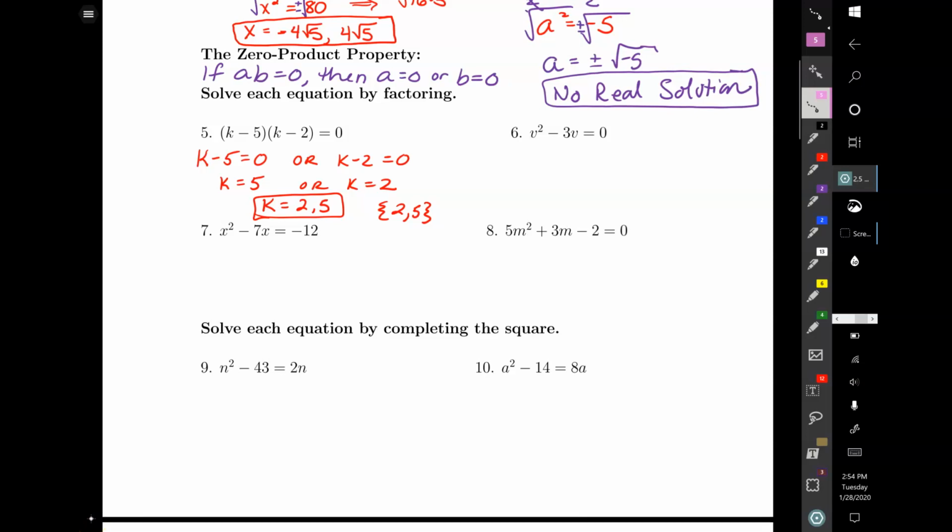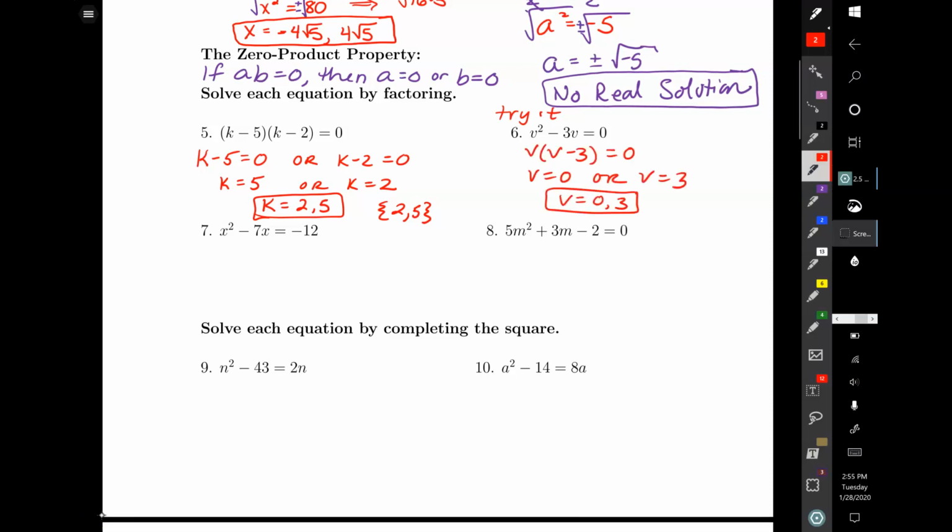So number 6, you can try that one on your own. So you're going to have to factor that first. V squared minus 3v equals 0. So factor it and set each factor equal to 0. Okay, so I factored this. V times quantity v minus 3 equals 0. So set each factor equal, v equals 0 or v equals 3. And that is my answer.